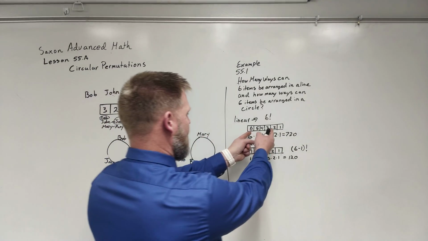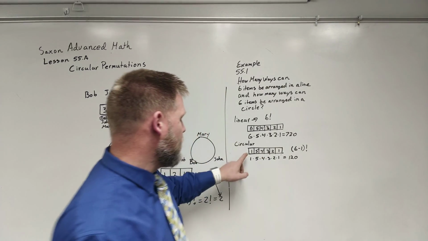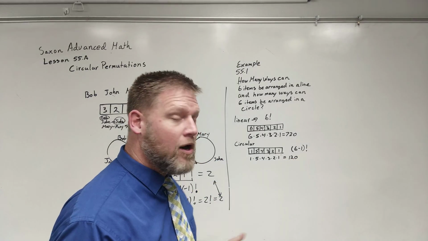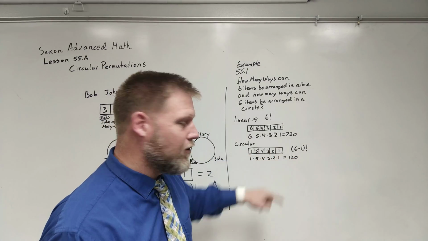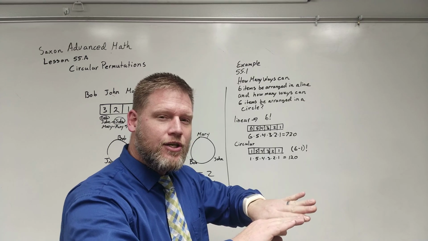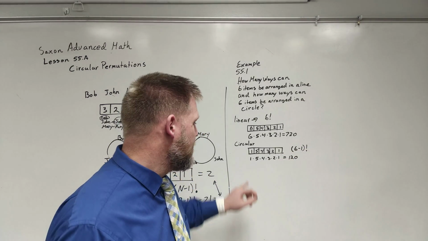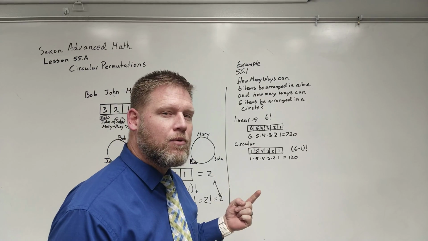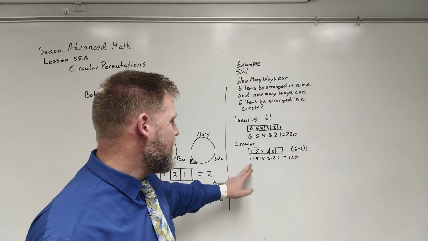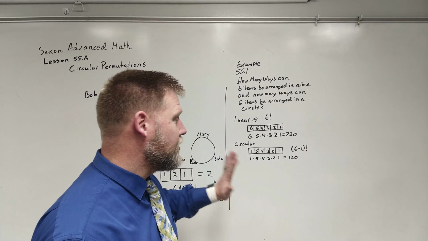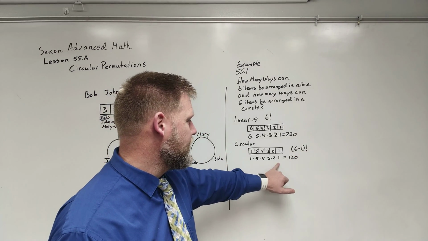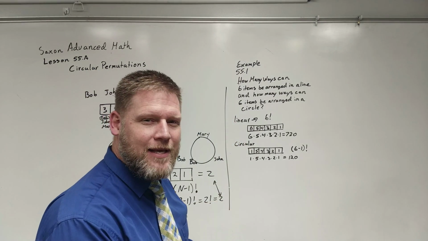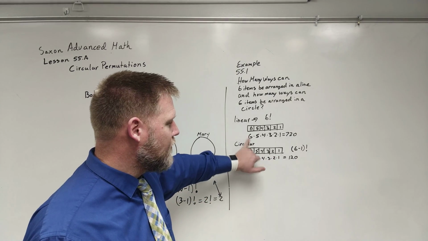But if I make this circular, once again, like we showed over here, it kills one of them, making it 6 minus 1 factorial, because this one and this one are the same, because they're touching each other. The end and the beginning become right next to each other, and that kills one of my permutations, making it 6 minus 1, which is 5 factorial, or 5 times 4 times 3 times 2 times 1, which is 120. It's a really big difference when my end and my beginning come in contact with the number of permutations.